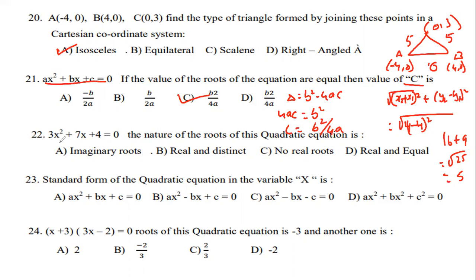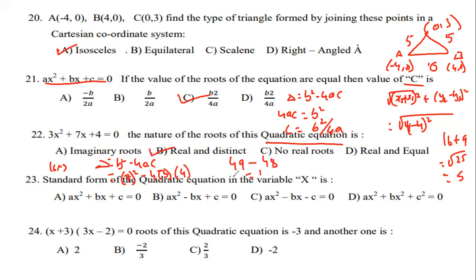Next, 23rd: 3x square plus 7x plus 4 is equals to 0. The nature of the roots of the quadratic equation is dash. Delta is equals to b square minus 4ac. B value is 7 whole square minus 4 into A value is 3 into C value is 4. 7 sevens are 49 minus 4 fours are 16, 16 into 3 is 48. 49 minus 48 is equals to 1. So roots are real and distinct.